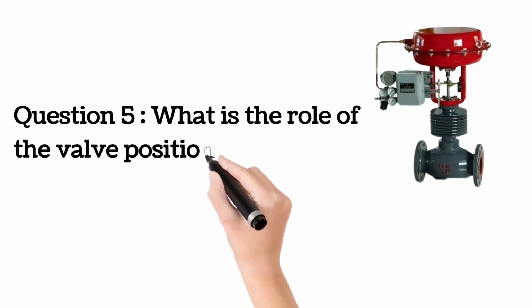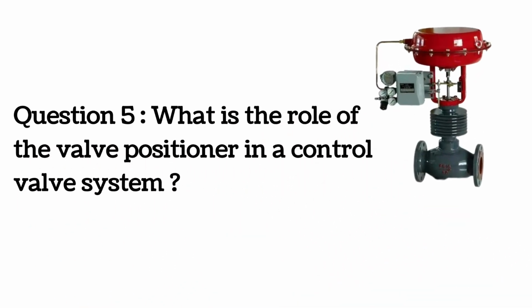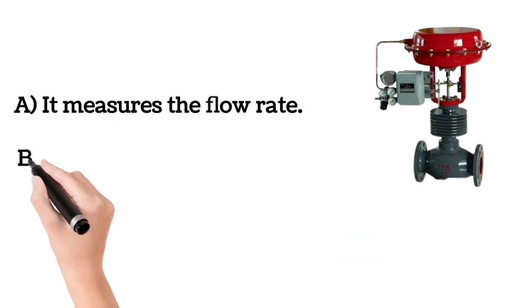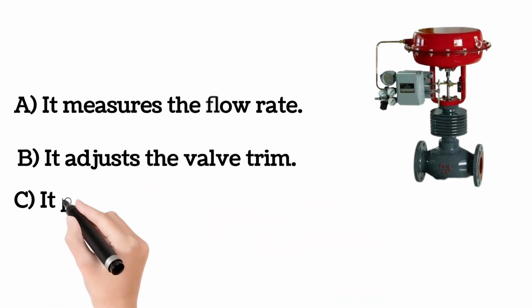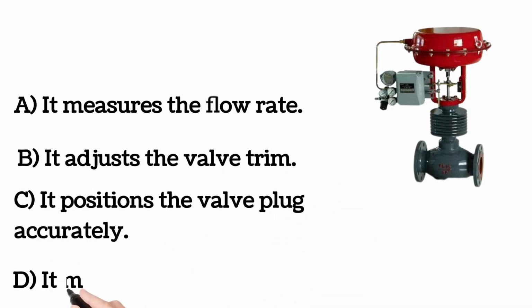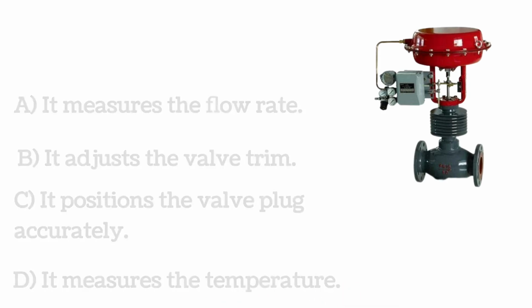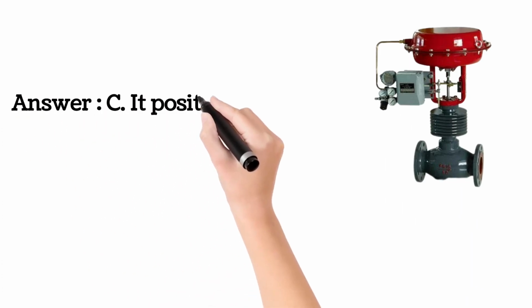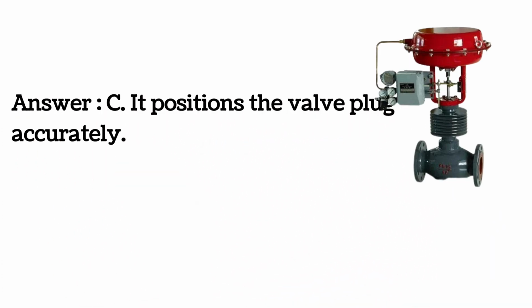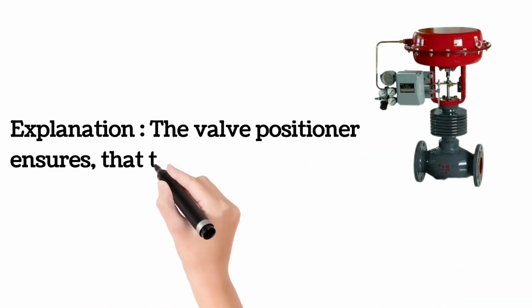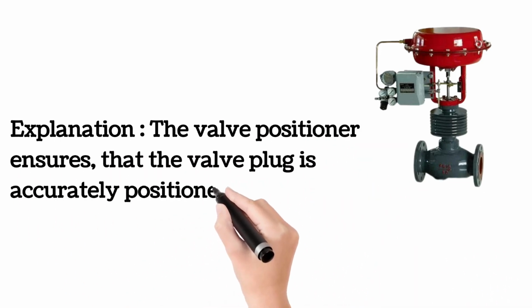Question 5 is, what is the role of the valve positioner in a control valve system? A. It measures the flow rate. B. It adjusts the valve trim. C. It positions the valve plug accurately. D. It measures the temperature. Answer is C. It positions the valve plug accurately. Explanation is, the valve positioner ensures that the valve plug is accurately positioned to control the fluid flow as required.